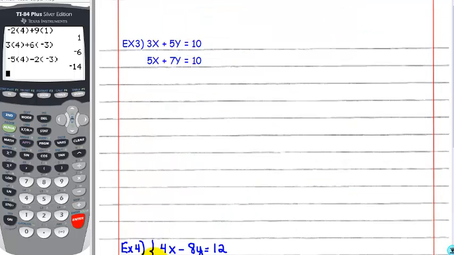Alright, so let's go ahead and do example number 3 on the next page. Remember, you can stop the video at any time and go back and rewind and watch as many times as you want, or until you feel like you understand these concepts.